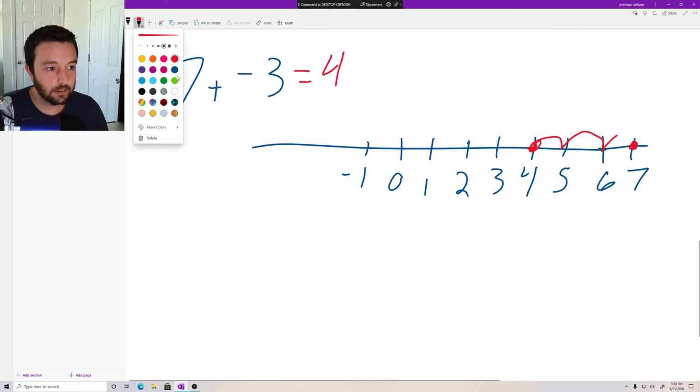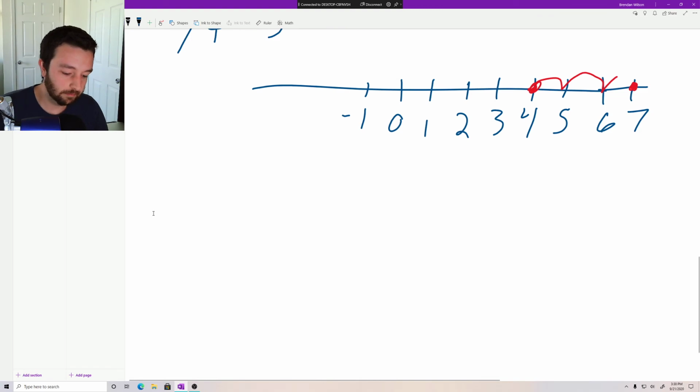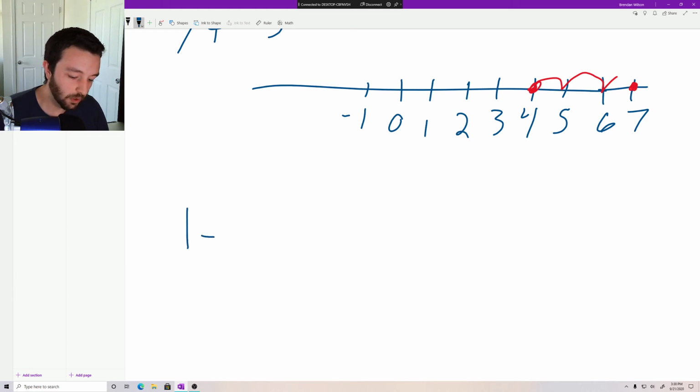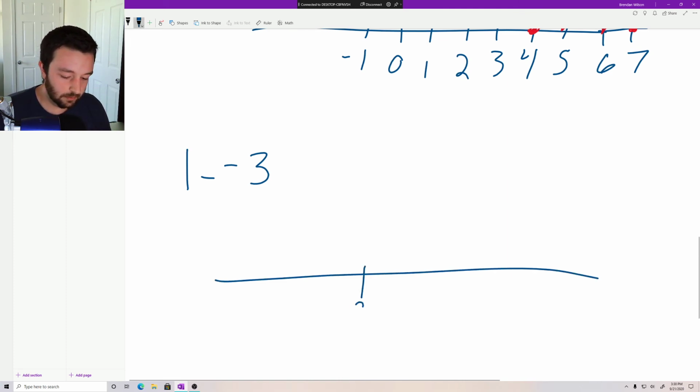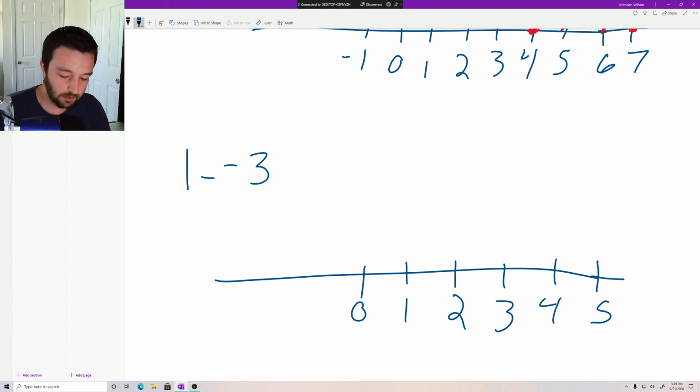So let's think about subtraction with this. Okay. Let's do a smaller one. What if I want to do 1 minus -3? Well, let's draw our number line. Okay. So we're going to start at 1.